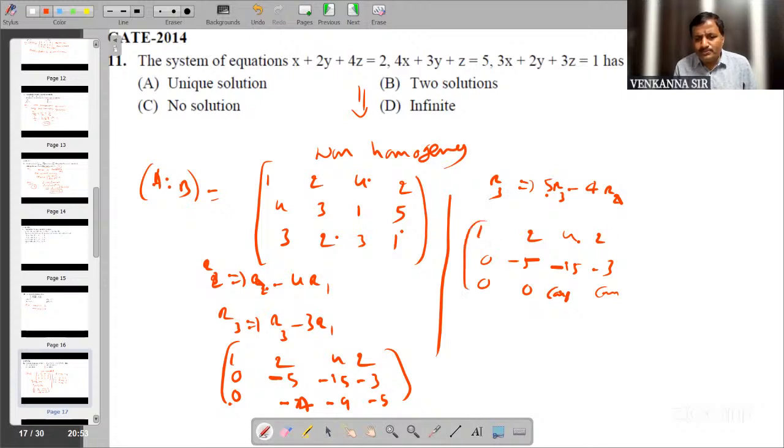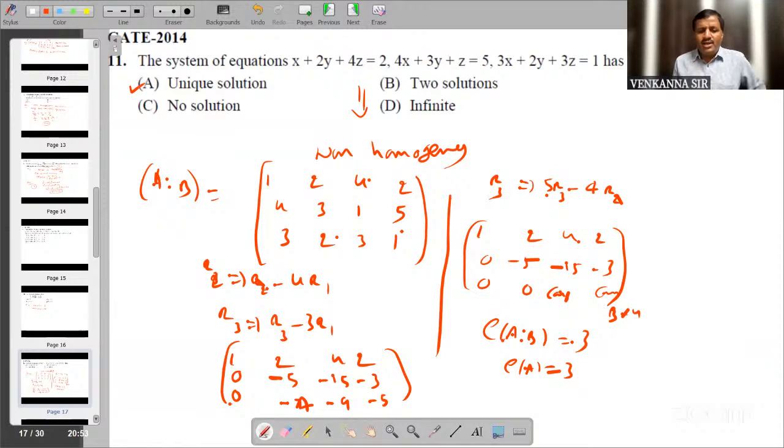Overall rank of this matrix 3 by 4. What is the overall rank here? Rank of augmented matrix is 3, rank of A is 3. Both the ranks are equal, that is equal to the number of unknowns. Then what type of solution does it contain? Unique solution is the answer.